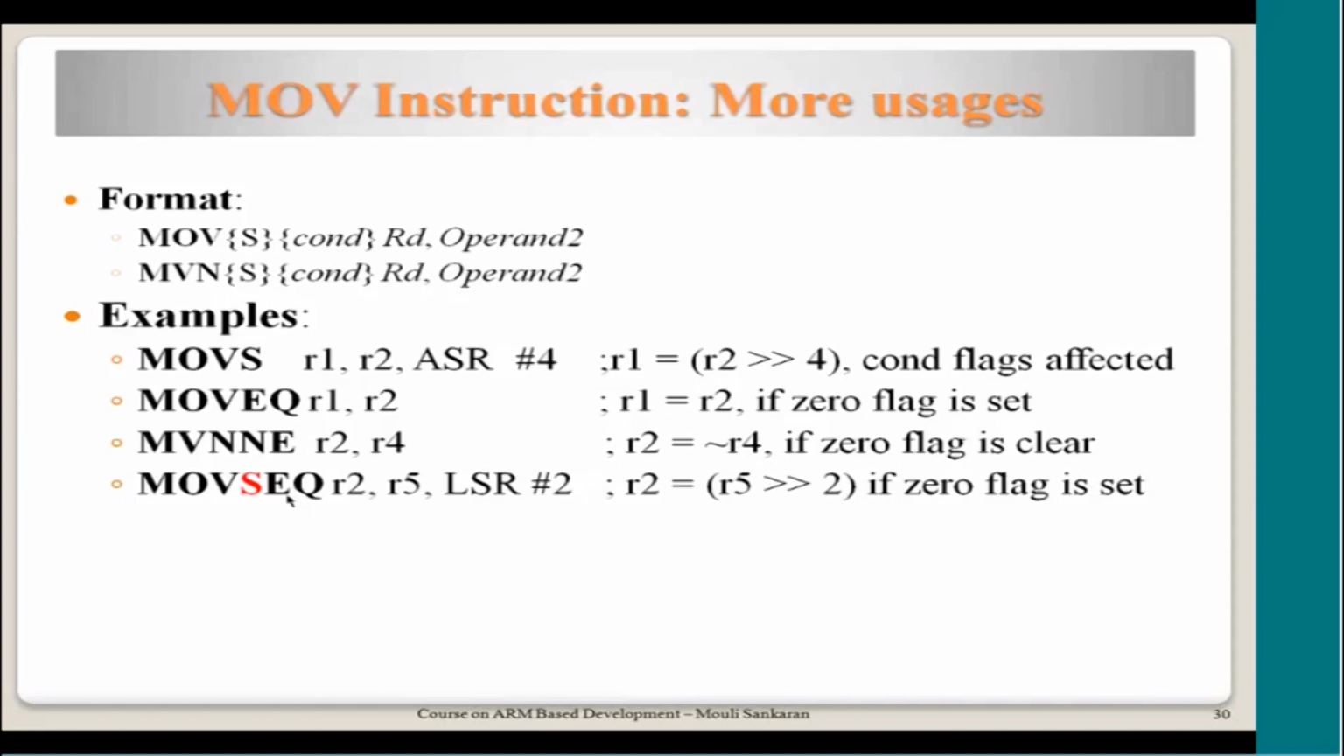Now it has the option. When this instruction is executed, at the end of this instruction execution, can it impact the CPSR flags or not? That decision is taken based on the presence of S. Now because S is here, if the zero flag was set prior to the execution of this instruction, this will be executed, and based on the outcome of this instruction, the CPSR flags will be set. So you are combining both here.